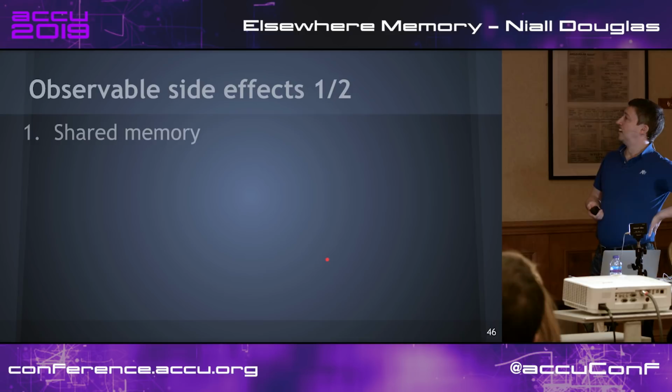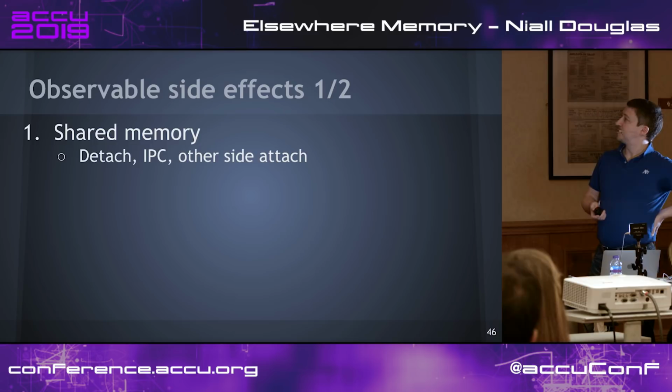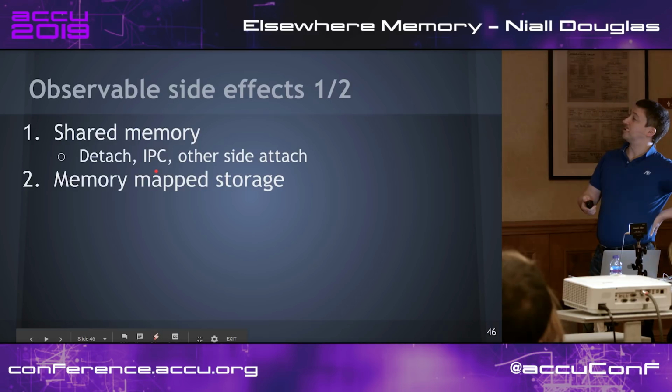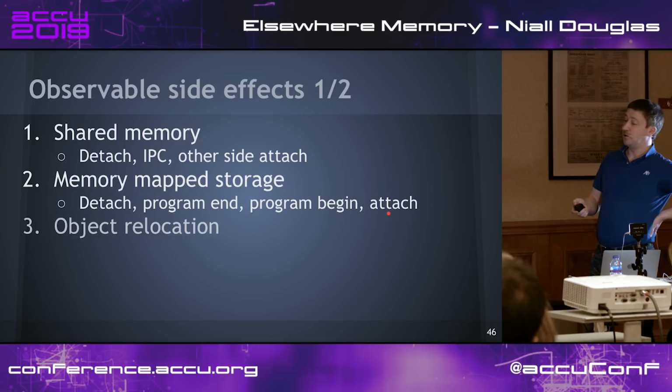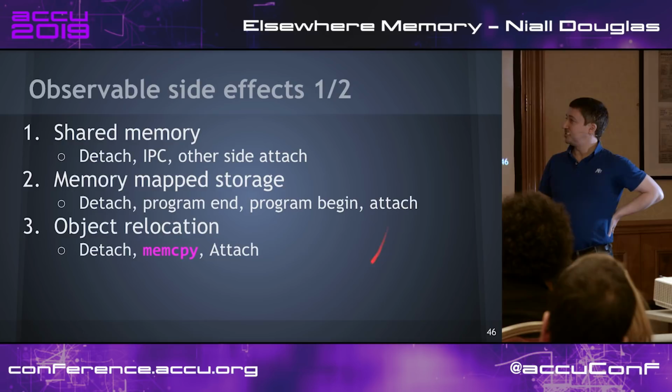So here's an answer to Felix's question. You've got shared memory. You would detach, do some sort of inter-process communication, and the other side reattaches. For memory-mapped storage, you would detach, the program ends, the program begins, and you reattach. And that's how you get back your storage. You've also got, interestingly, object relocation. Because you can turn something into a byte array, you can detach, memcpy it somewhere else, and reattach it. So far, so good?